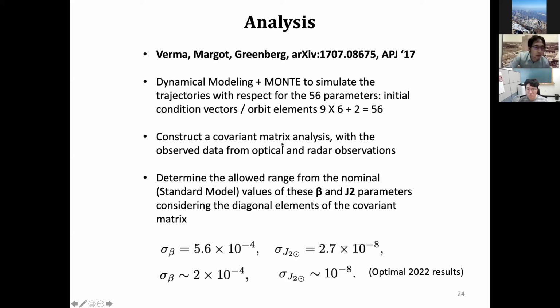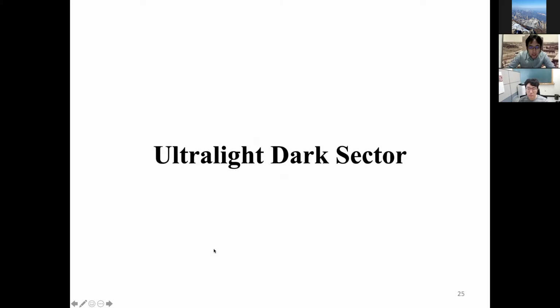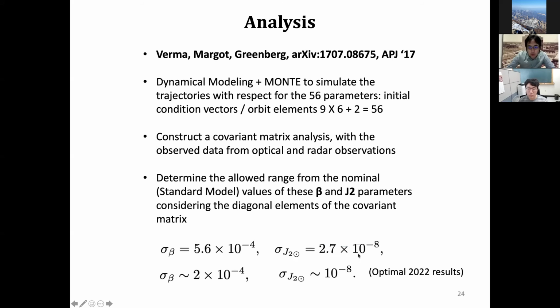I consider some covariance matrix analysis very standard. They also do a Monte Carlo, but I will not get into detail. And this is their final result. They can constrain the beta parameter to a very high precision, and J2 also to a very high precision. This is not the world's best limit, but it's quite close. So that's why it's very interesting to study asteroids.